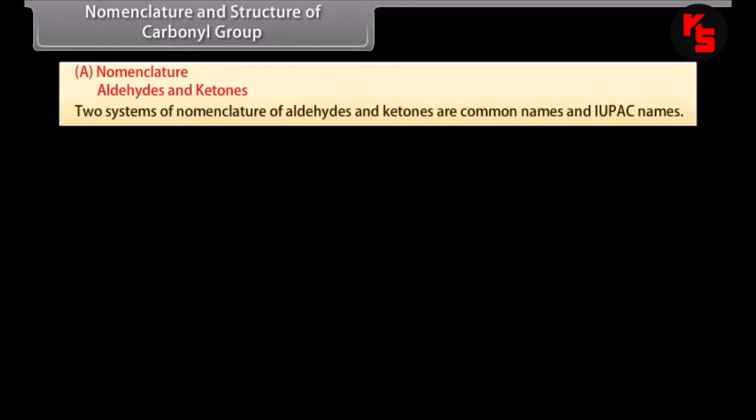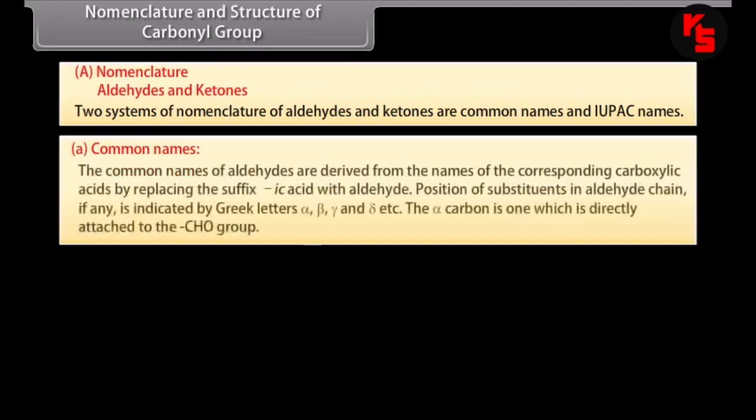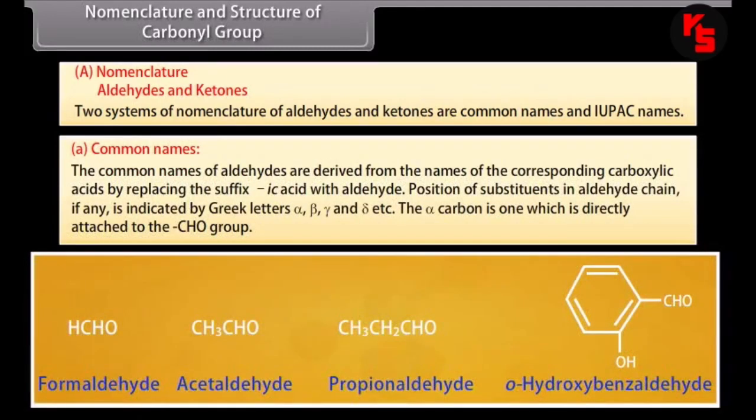Nomenclature and structure of carbonyl group. Nomenclature. Aldehydes and ketones. Two systems of nomenclature of aldehydes and ketones are common names and IUPAC names. Common names. The common names of aldehydes are derived from the names of the corresponding carboxylic acids by replacing the suffix -ic acid with aldehyde. Position of substituents in aldehyde chain, if any, is indicated by Greek letters alpha, beta, gamma and delta, etc. The alpha carbon is the one which is directly attached to the aldehydic group.